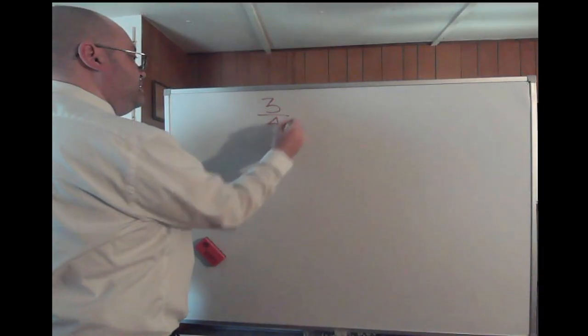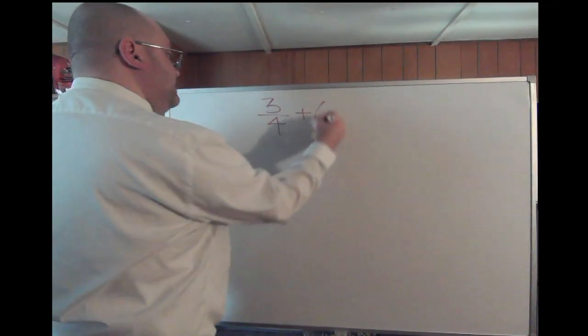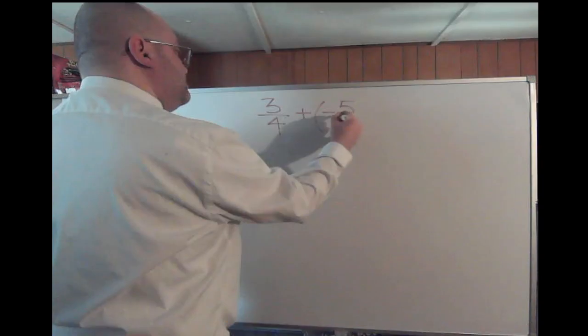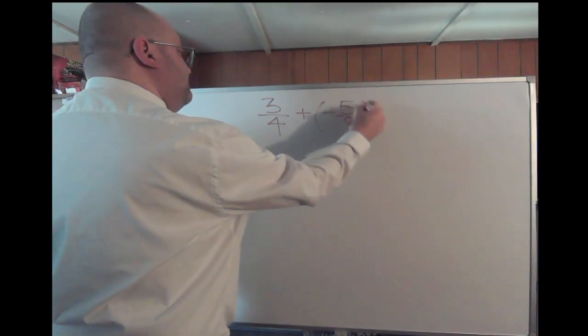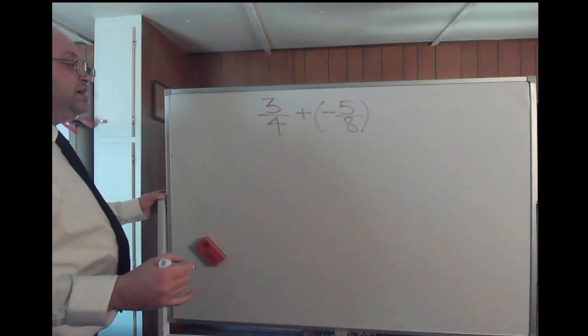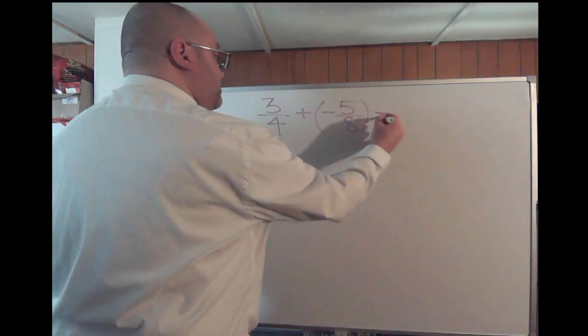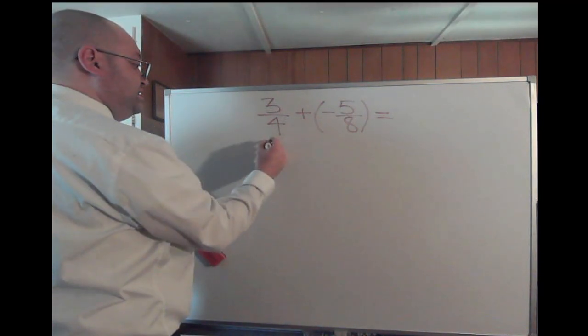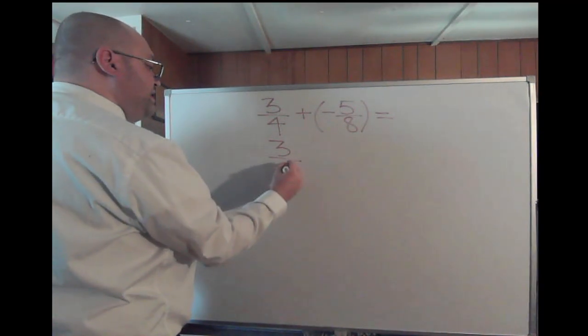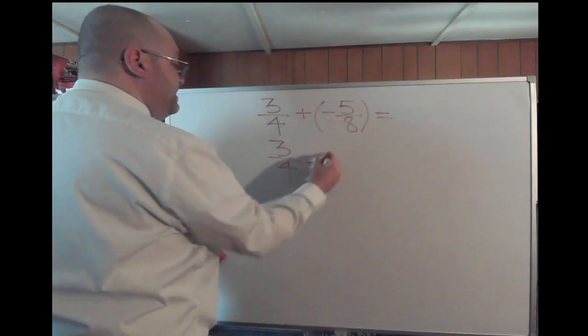We have 3/4 plus negative 5/8. So we got 3/4 plus negative 5/8. Okay. Well, let's remember plus a minus is a minus, so that we can rewrite that as 3/4 minus 5/8.